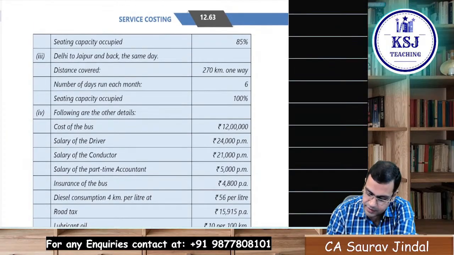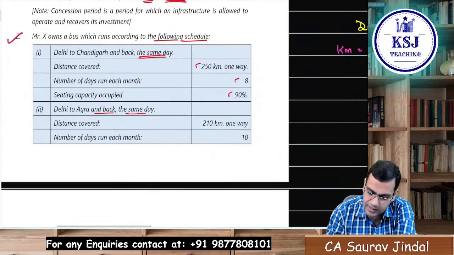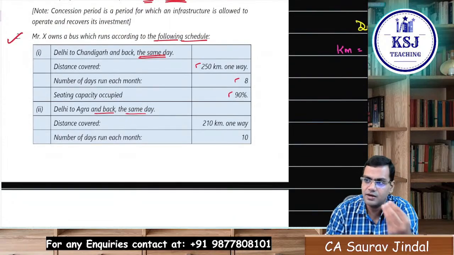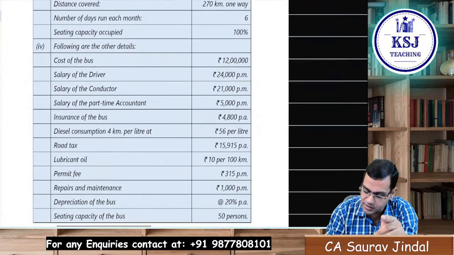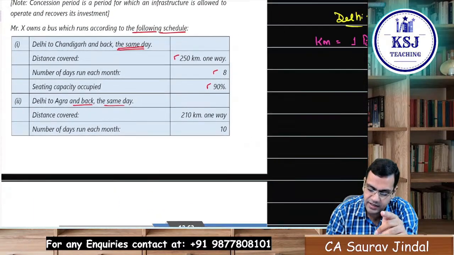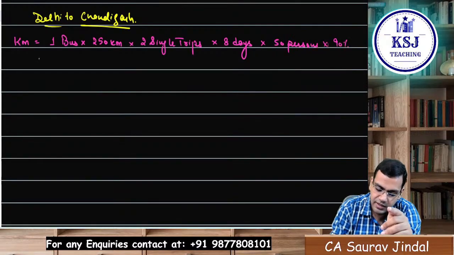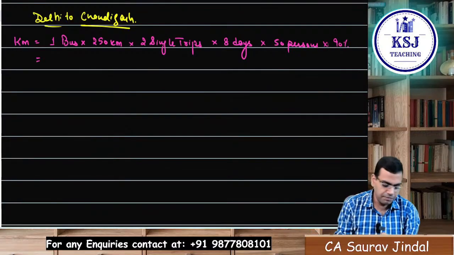Per month salary of driver, per annum. Now he is talking about month, so we can do it monthly or we can do it yearly. You have to be careful. If you are calculating the passenger kilometers monthly, then do it accordingly. Seating capacity is 50 persons. He is working for 8 days in a month, multiplied by 50 persons and 90% occupancy rate. So this is the kilometer per month.